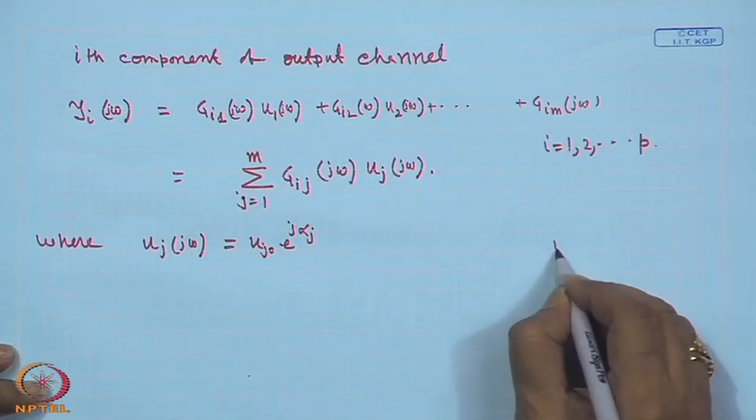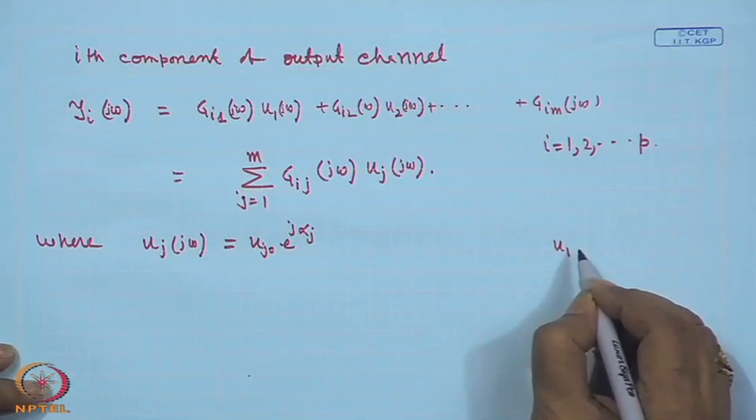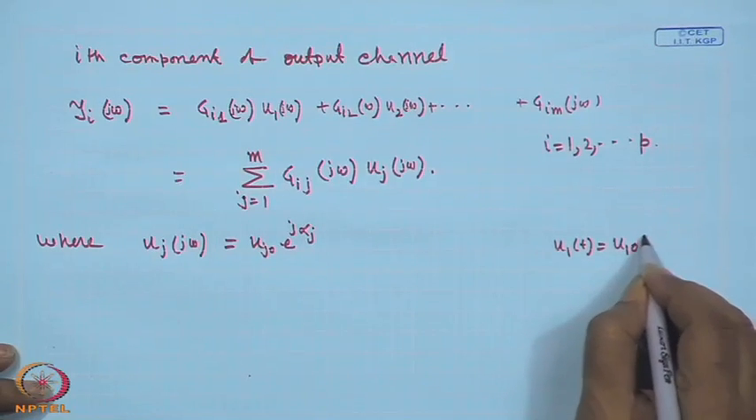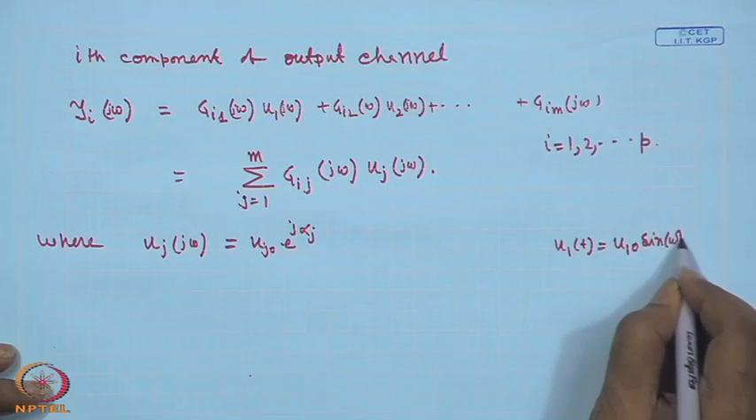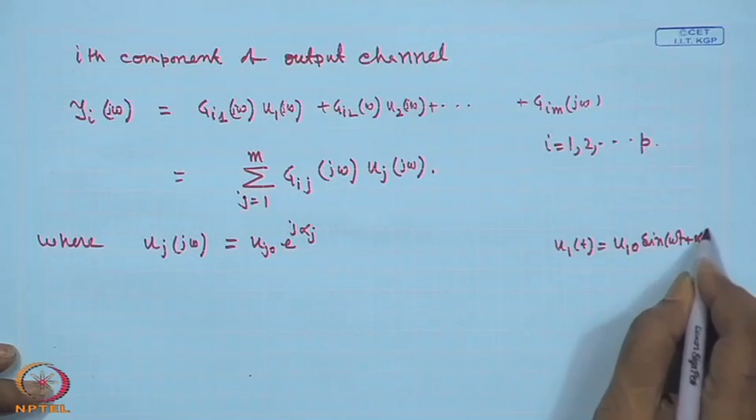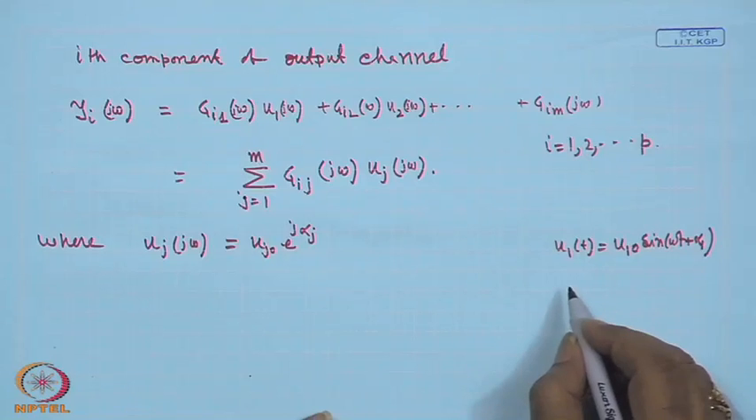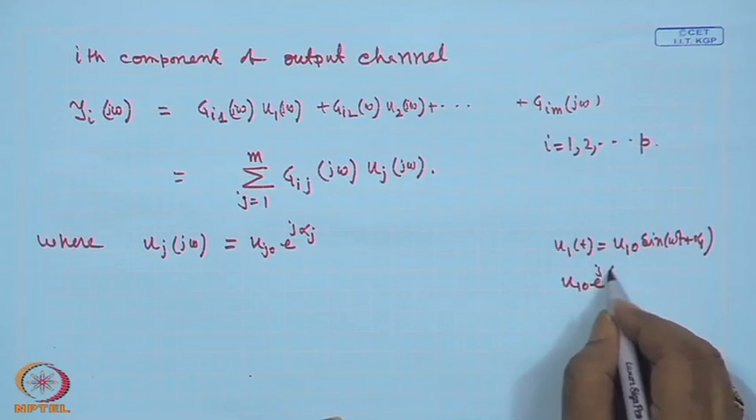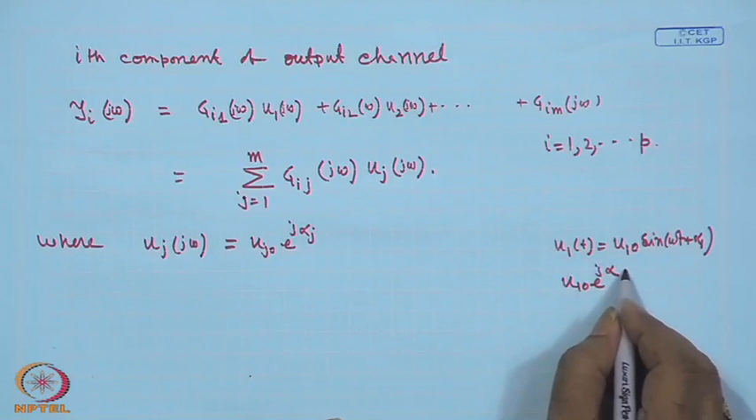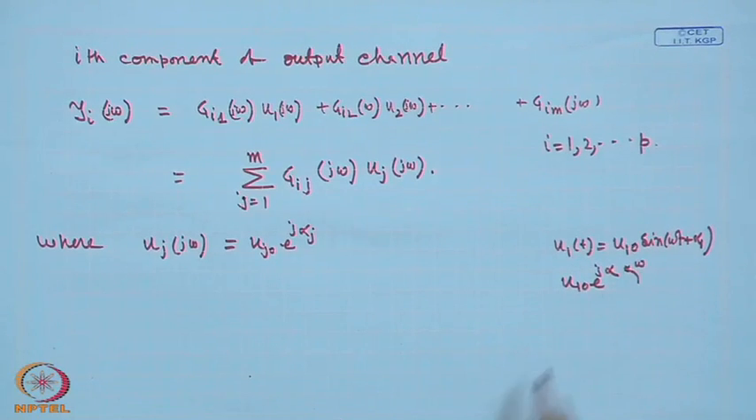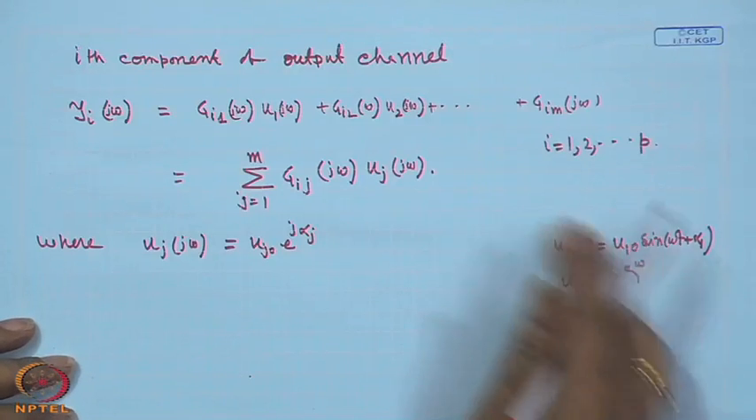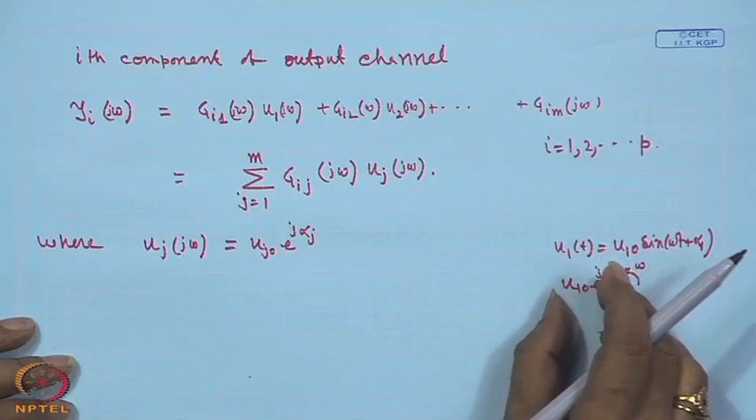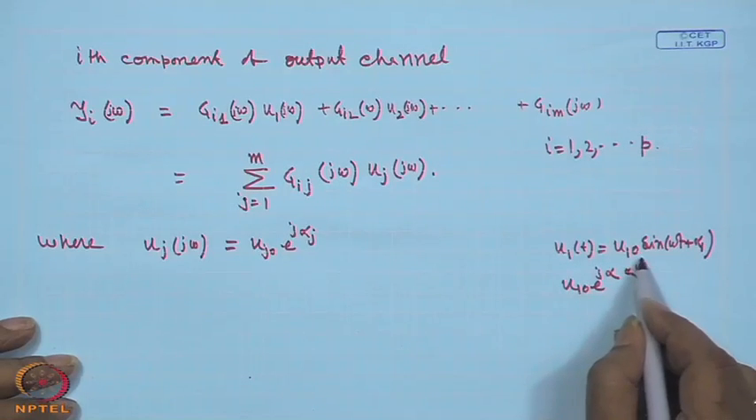First component, let us call it u1. u1 of t, what can we write? u1 of 0 sin(omega t plus alpha 1). And in phasor quantity, what will we write? I will write u1 of 0 e to the power of j alpha, and that vector is rotating with the angular velocity omega. So, this is a function of omega, and the imaginary component of this vector represents that one.